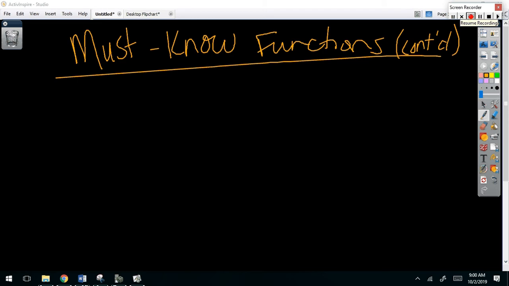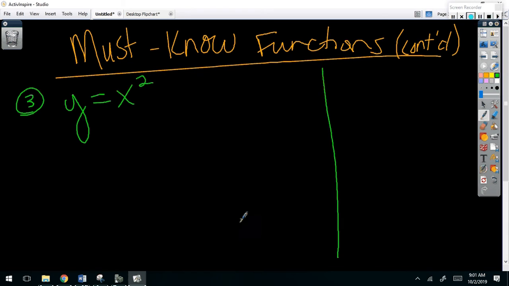Right. So we're starting in on number 3, and we'll go 3 to 10 today. The third one is the quadratic, the famous quadratic. Again, this is the parent function, so nothing's been done to it, okay? When you do a quadratic, the parent quadratic here, your vertex happens at 0, 0.